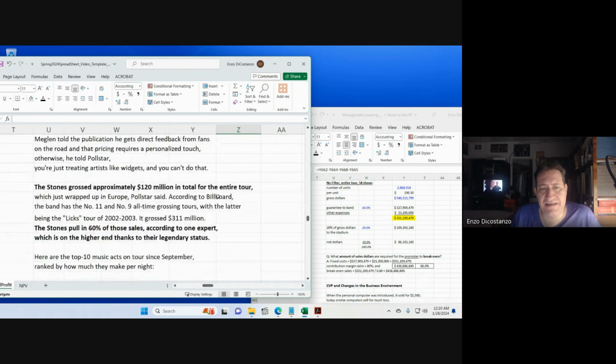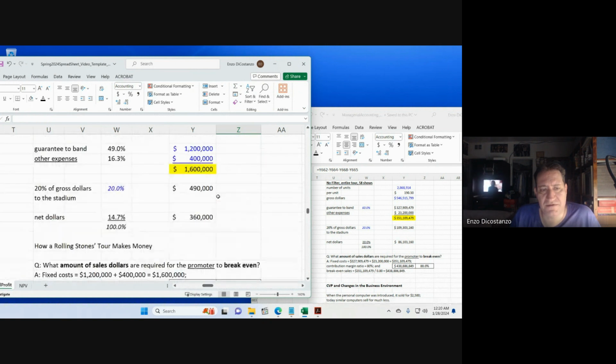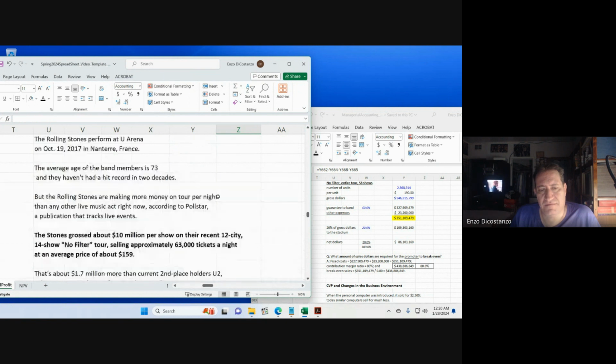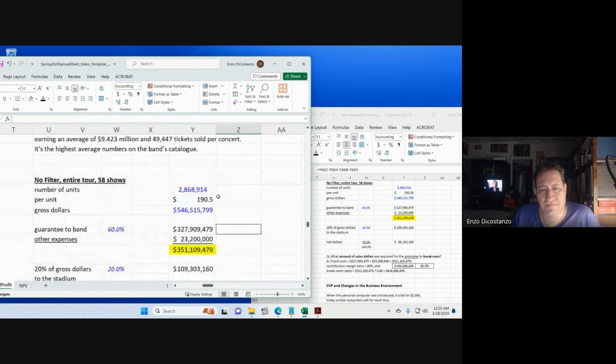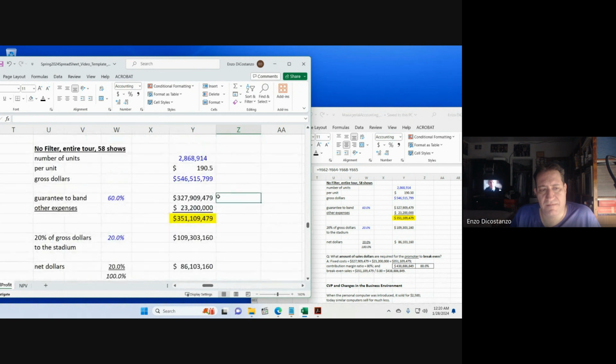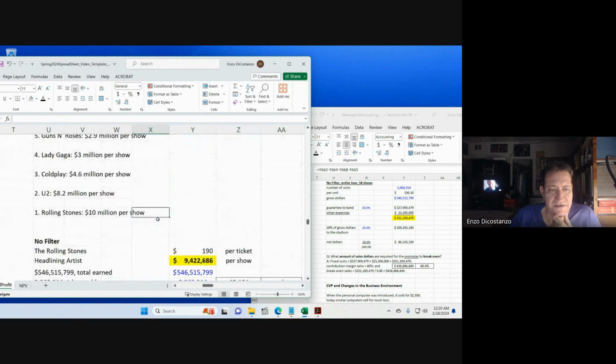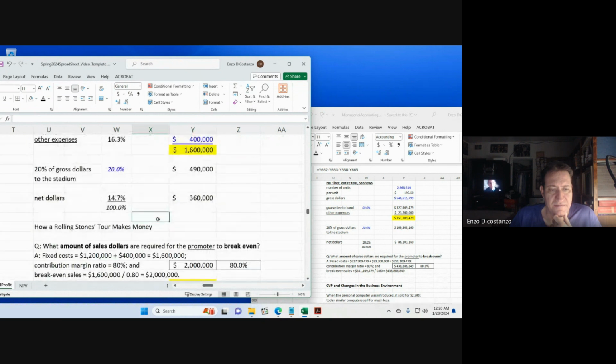So we did 60 there. What was it up here? Yeah, 50. So the fixed costs were the 327 million, the 23 million, you got the 351. The ratio is 80% in this particular situation. What was it up here? A margin before, right? Yeah, I just used 80% again.